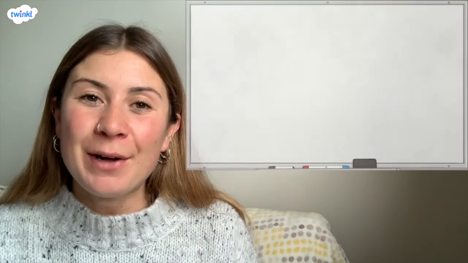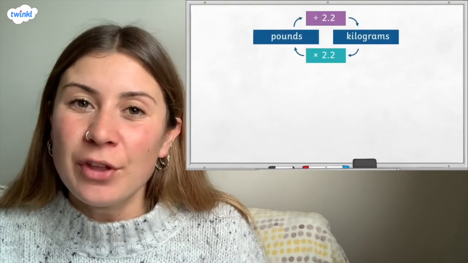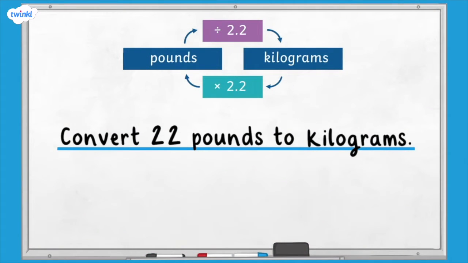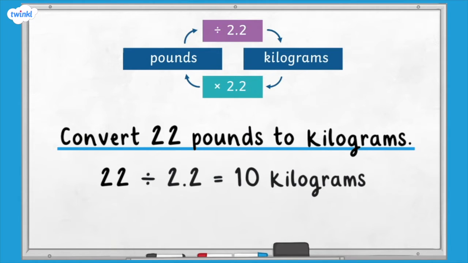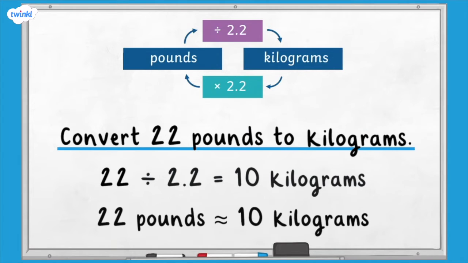To convert pounds to kilograms, we divide the number of pounds by 2.2. For example, to convert 22 pounds to kilograms, we would divide 22 by 2.2, which equals 10. We would say that 22 pounds is approximately equivalent to 10 kilograms.